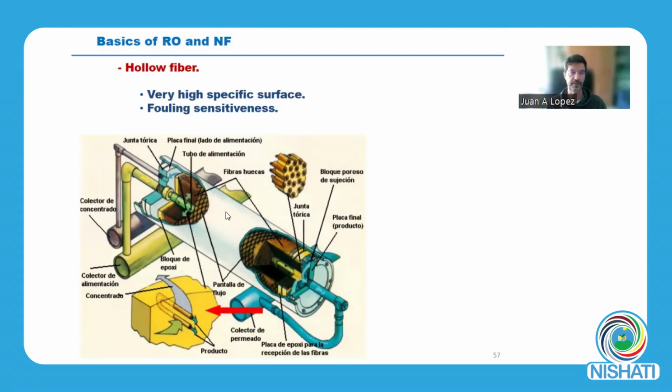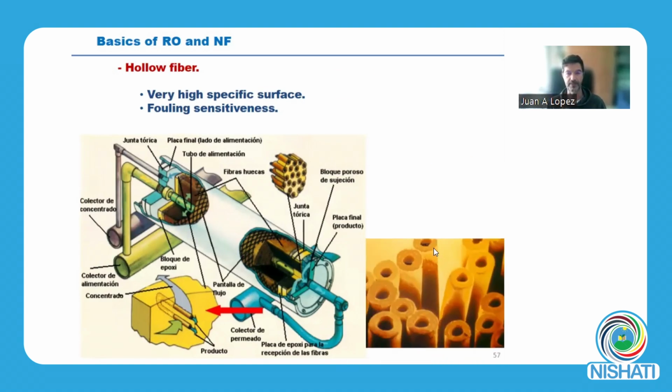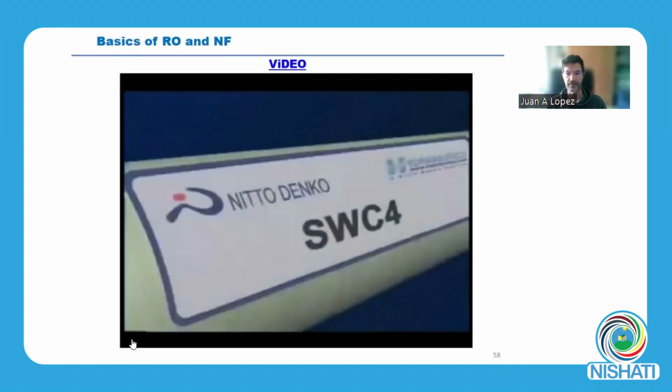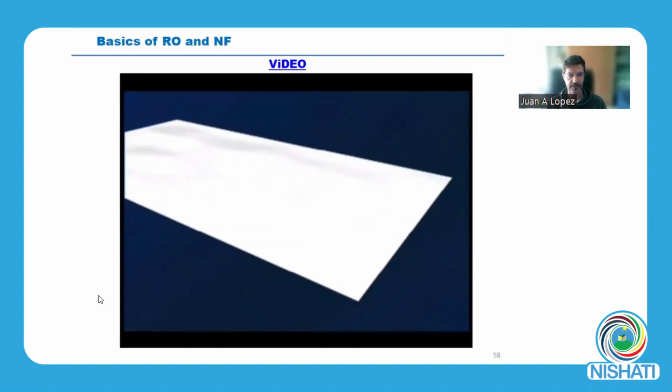And this one has the hollow fiber. In Spain, there is only one big desalination plant using hollow fiber. It's about 150 kilometers away from my university. And here you can see the hollow fiber in a scanning electron microscopy picture. And here you can see the video.